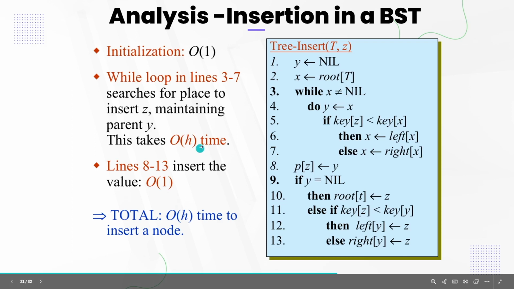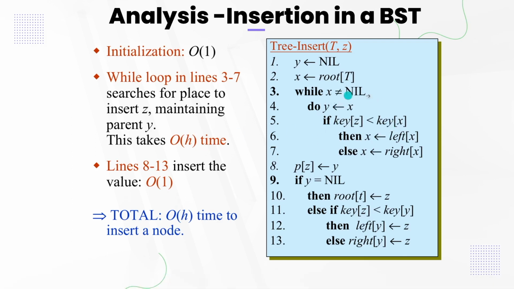When it comes to the loop, it runs for h times, where h is the height of the tree, or number of nodes in the tree. So, that is why we say that running time for doing the insertion operation is order of h.